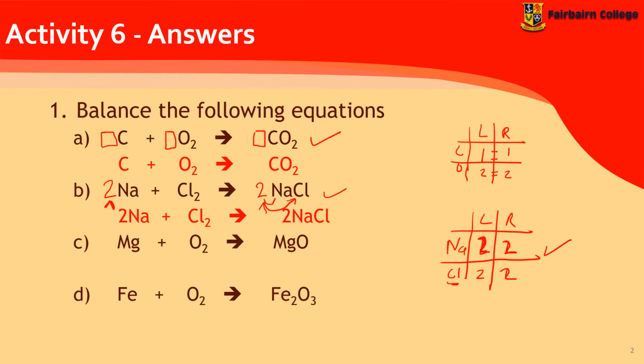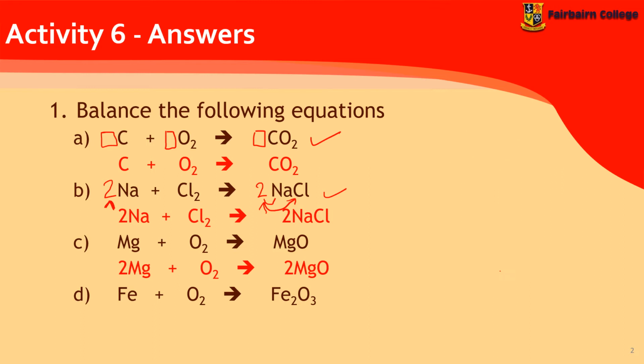Then for the next one, I'm just going to give you the answer. So that's 2 magnesium, or 2 Mg, plus O2 equals 2 MgO. Then the last one, I'm going to do this one, but let me just quickly erase everything. So for the last one, iron oxide, things are a bit more complicated. You'll see. So if we draw our T diagram, we have iron and oxygen, left and right.